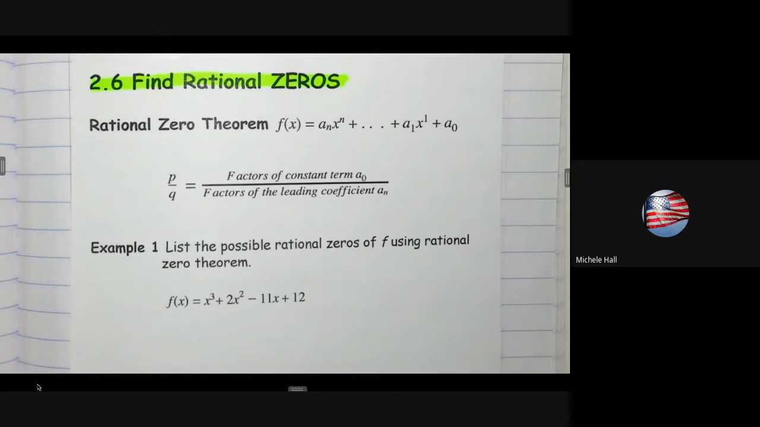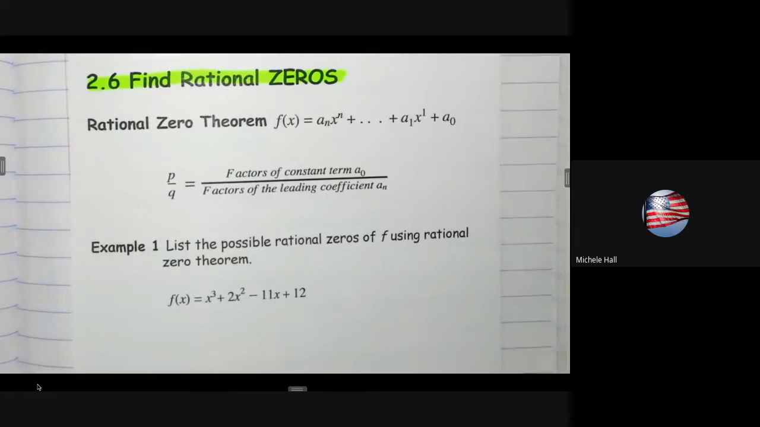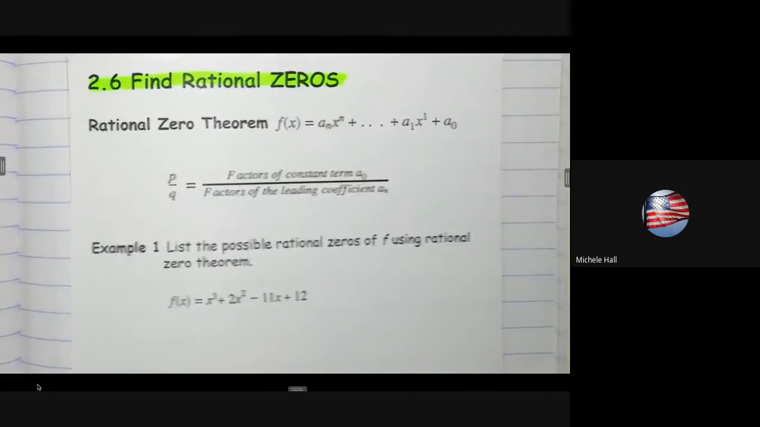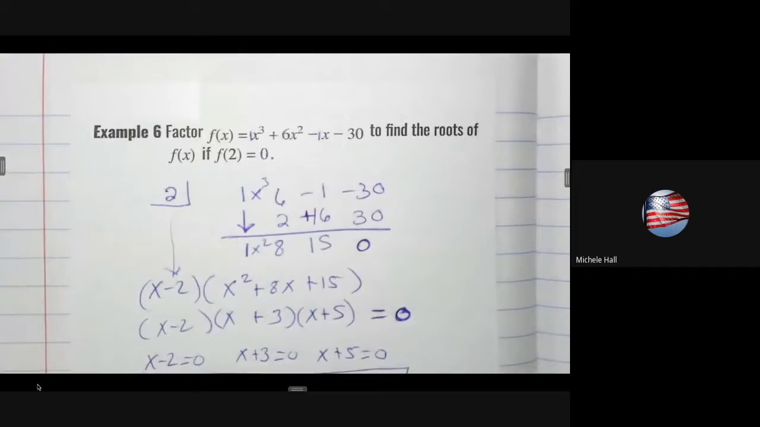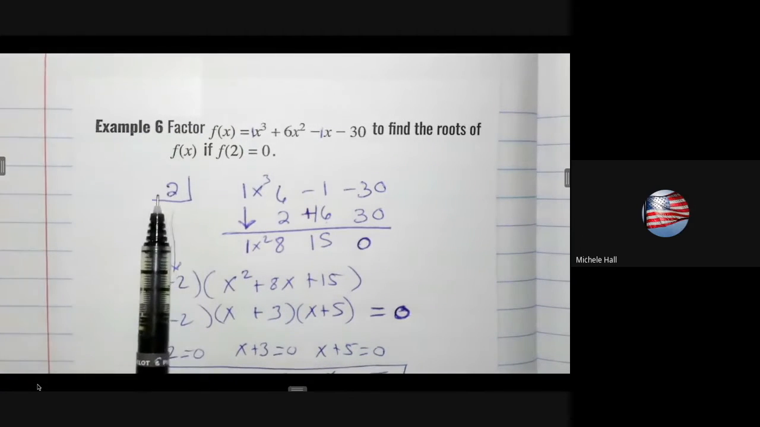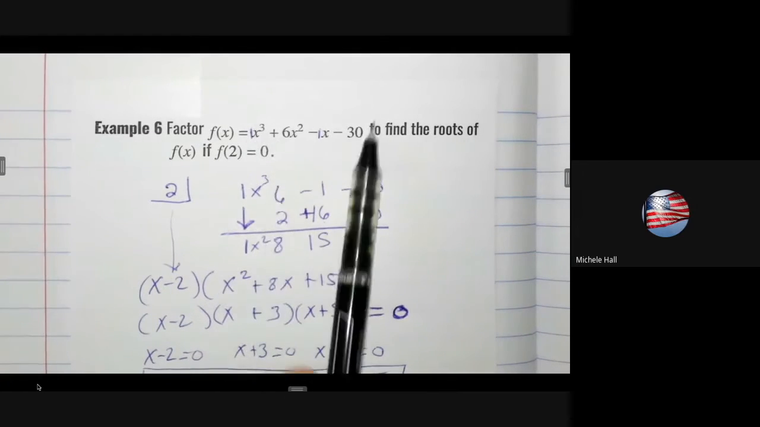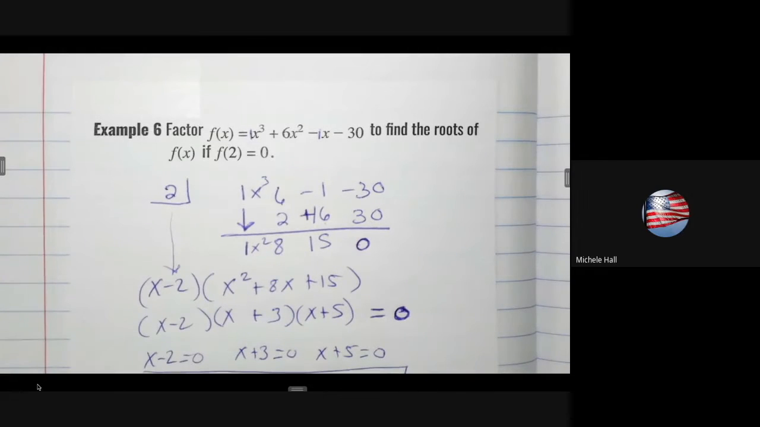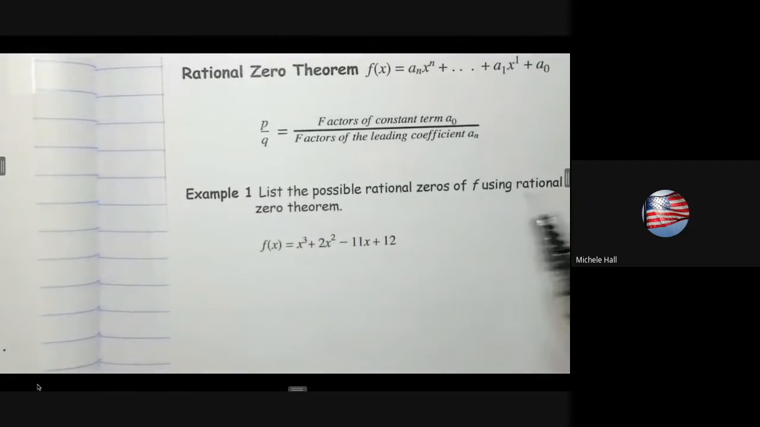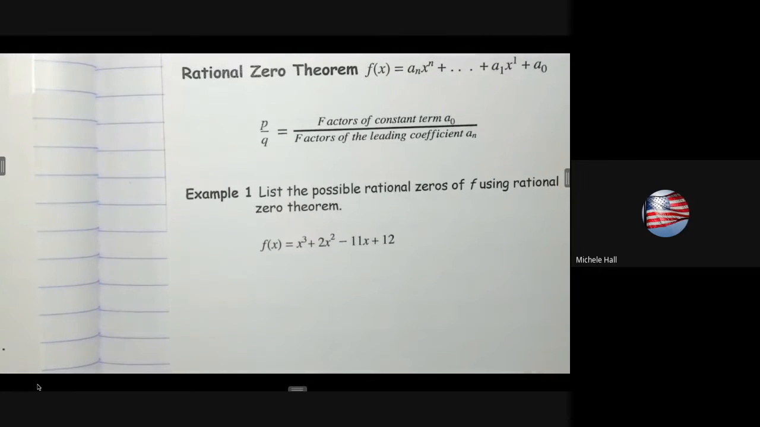2.6, find rational zeros. The rational zero theorem, we are looking to find rational zeros. On previous sections, such as 2.5, they told us the numbers that we should be using in our synthetic division. Now it's going to be our job to have a polynomial and to come up with those factors and zeros ourselves. You can find these factors by what is called P over Q, P divided by Q.